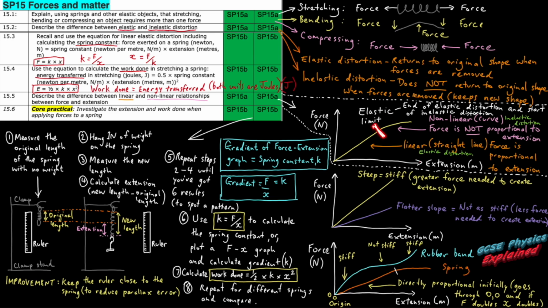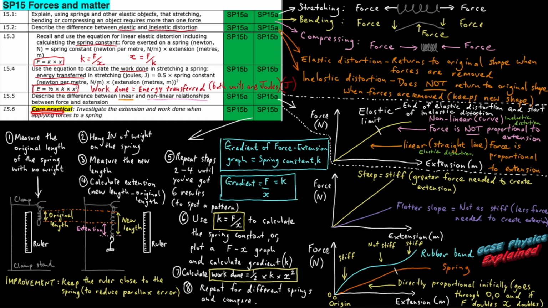However, once you go past a certain point called the elastic limit, that's the end of the elastic distortion, and it's the start of inelastic distortion. In other words, if you were to take the force back off, the spring would never go back to its original length. You'll always end up with this extra little bit of extension. So it did not return to its original shape. It's been permanently turned into a new shape.